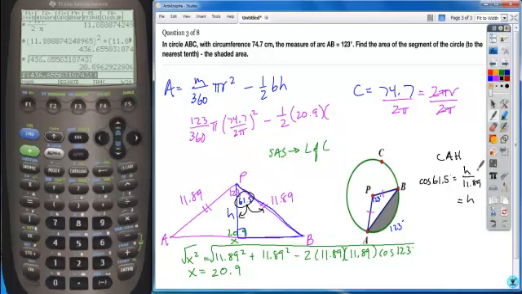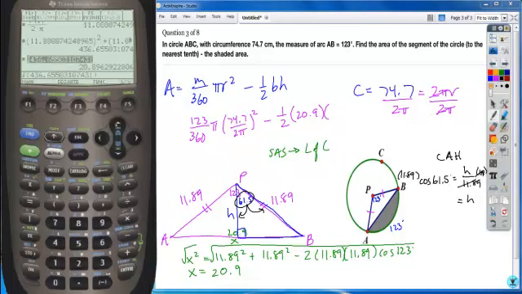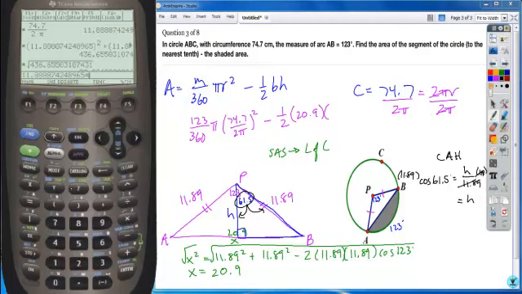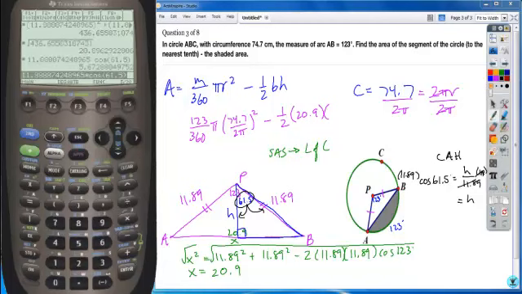So my h value can be solved by multiplying both sides by 11.89. And so when I calculate this, again, I'm going to go up and use the exact value, 11.89 times the cosine of 61.5. And when I do that, I get my height to be approximately 5.7. I can substitute that in here, and now I have my whole calculation.